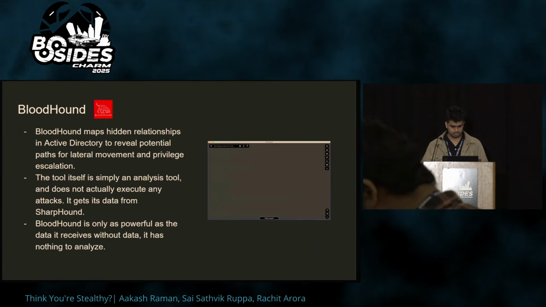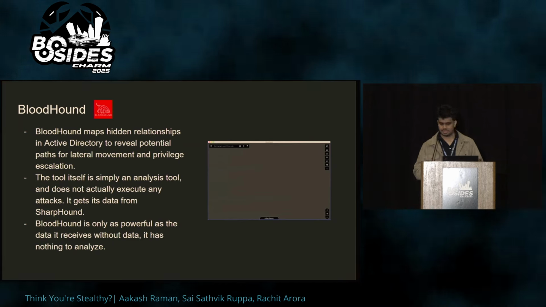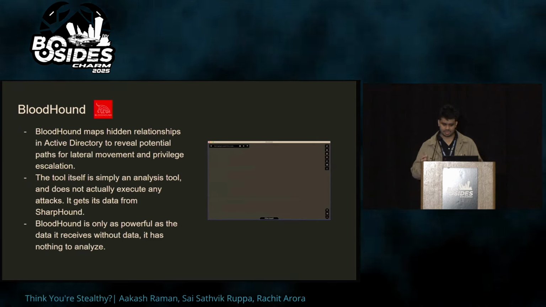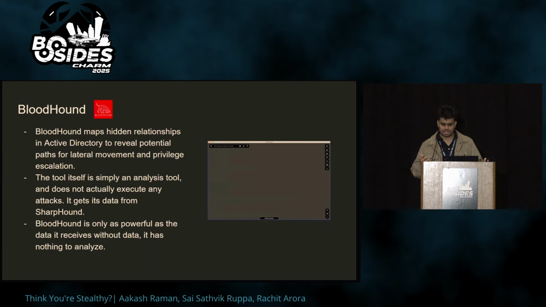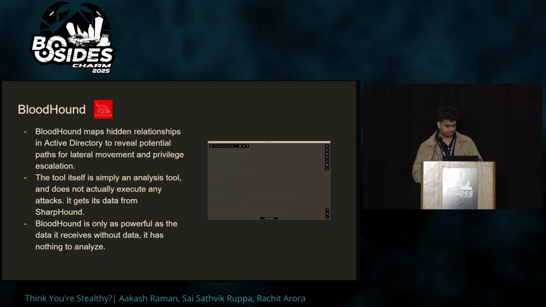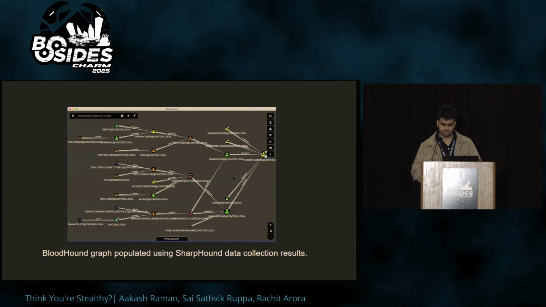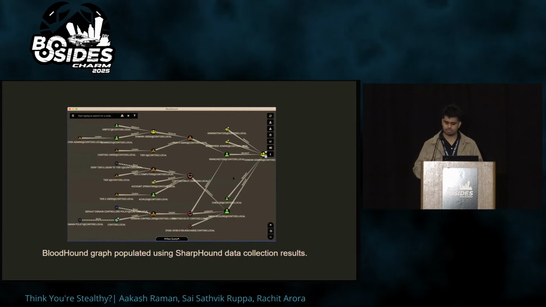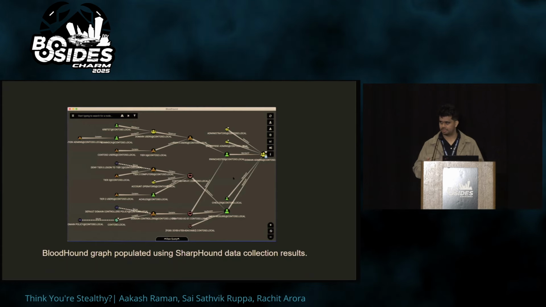By detection of Bloodhound, I mean that it maps the hidden relationships in AD, and the collection is actually done by Sharphound, which creates all the zip files that you can pass into Bloodhound. It's going to give you a cool map, and it's only as powerful as the data it receives. So without the data, Bloodhound is nothing. There's nothing to analyze. And this is what it looks like. If you run Sharphound, you'll have all these cool graphs, and a red teamer can see the privilege escalation paths, and even blue teamers can use this to find gaps in the infrastructure.